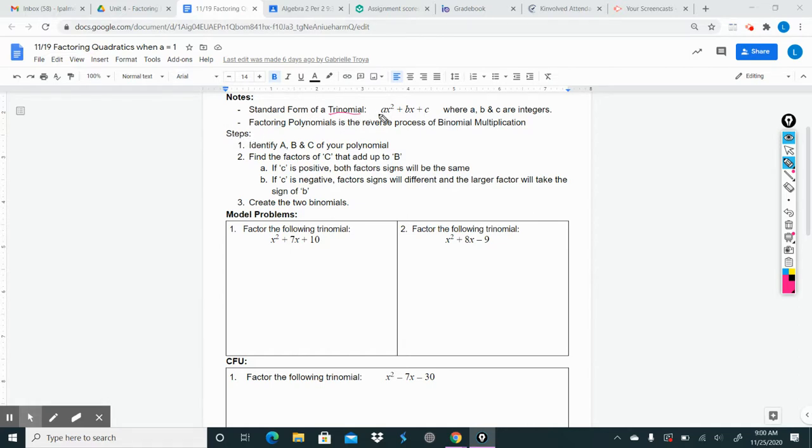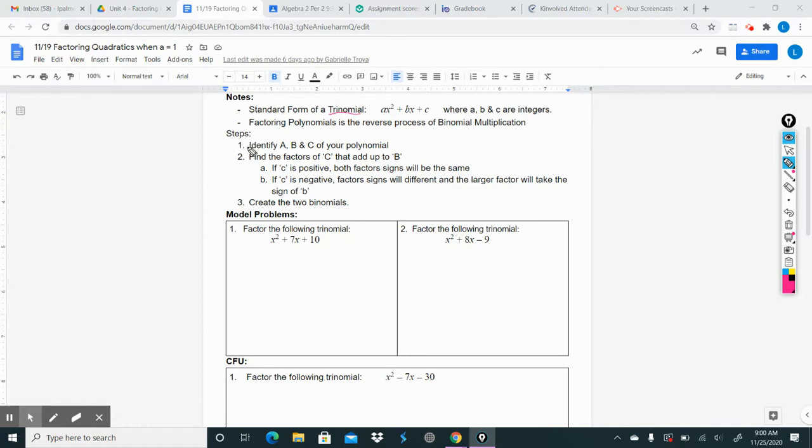Now, the standard form of a trinomial is ax squared plus bx plus c. Notice the exponents are in order from greatest to least: x squared, x to the first, no x. And a, b, and c are integers. Factoring polynomials is the reverse process of binomial multiplication, which is what our previous unit was.